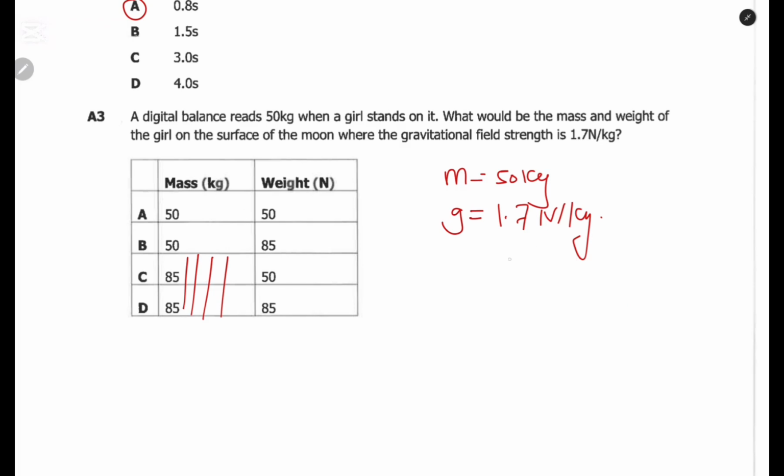Now, let us calculate the weight. Weight is dependent on gravity. And of course, as you go to the moon, weight decreases due to decrease in gravity. So weight is equal to mass times gravity. So 50 multiplied by 1.7, and this should give you 85 Newton. We are looking for the one that has mass 50 and weight 85. Therefore, the answer is B.